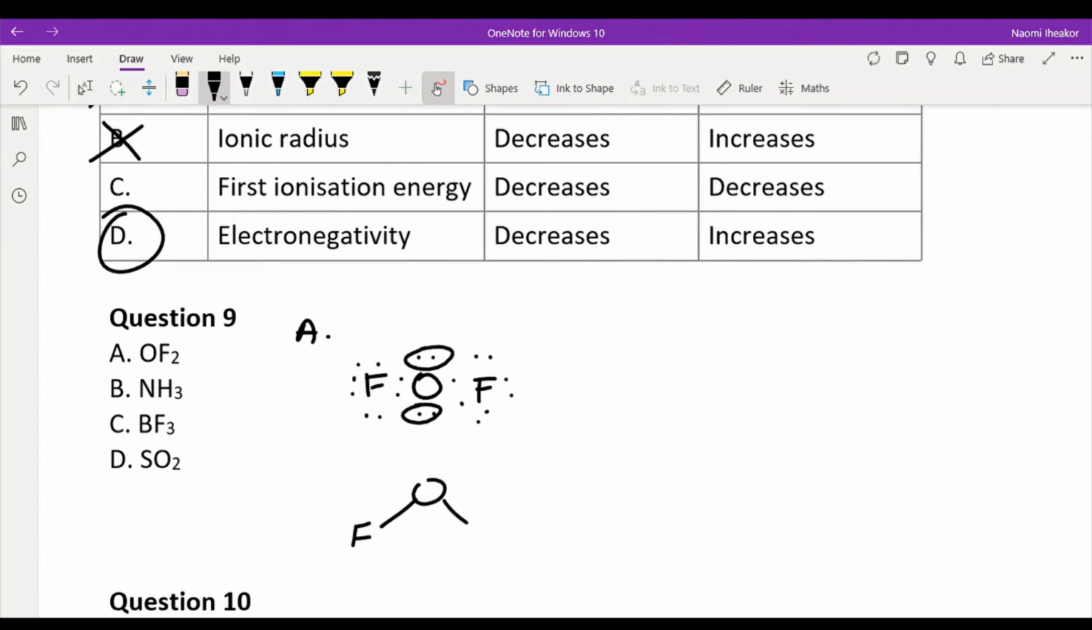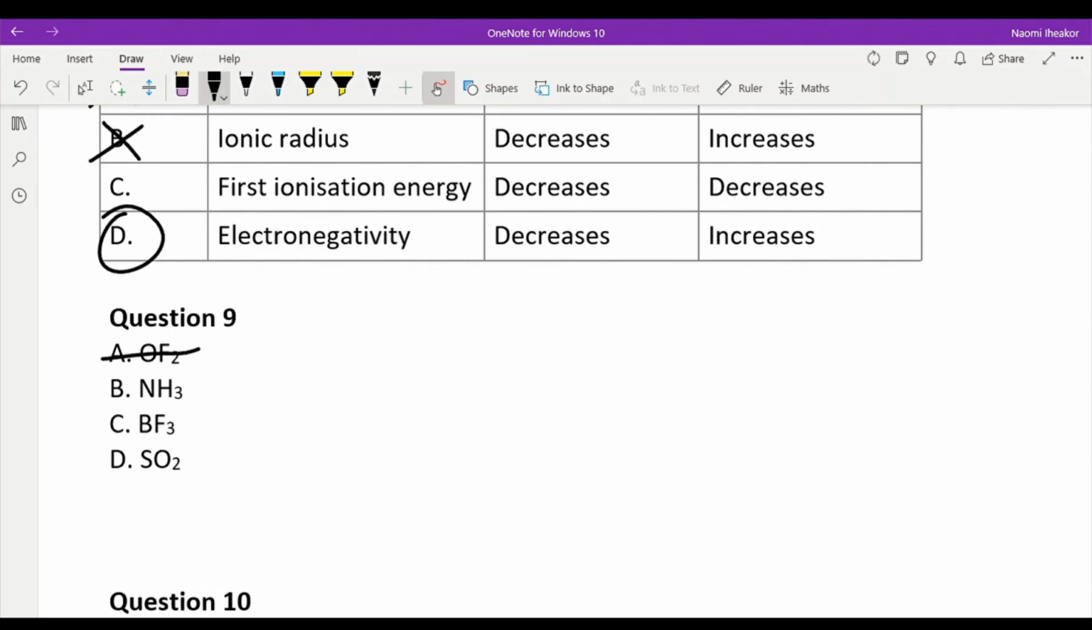Fluorine is the most electronegative, so we're going to have electrons being pulled this way. So that's going to leave a slight negative charge on this side, whereas it's going to leave a slight positive charge on this side, so that is definitely polar. So we rule that out. A is not correct. We're looking for the non-polar one. Let's have a look at B.